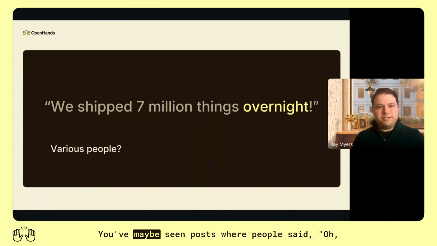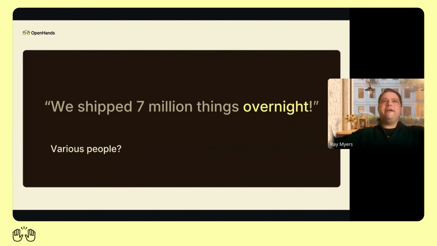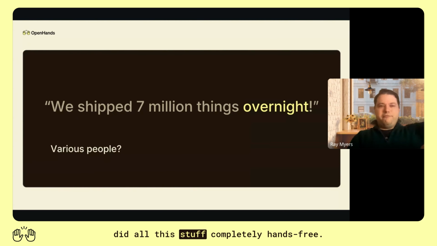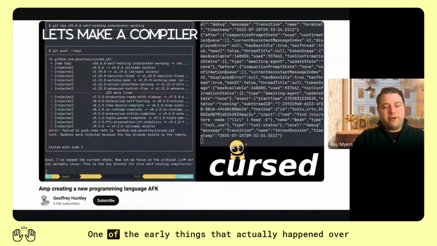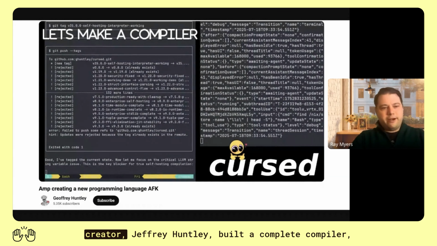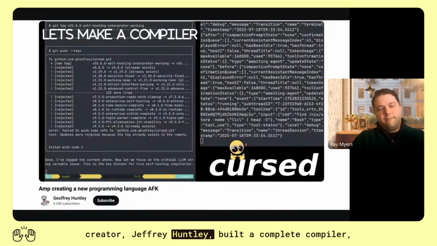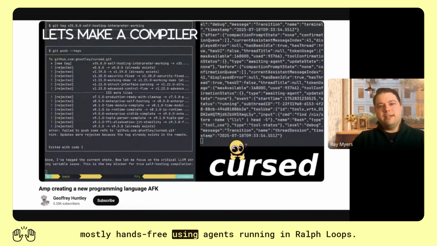You've maybe seen posts where people have said, "Oh, I was using Ralph Wiggum and I, unverifiably, did all this stuff completely hands-free." It seems amazing, but there's very little that we can actually see and verify. One of the early things that happened over the summer, before this became memeified, was the creator, Jeffrey Huntley, built a complete compiler, mostly hands-free, using agents running in Ralph loops.